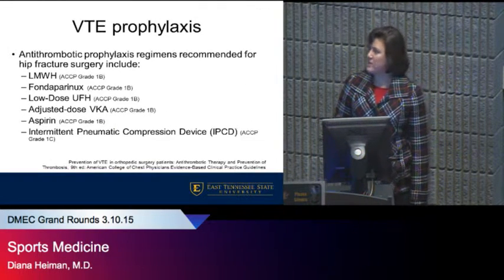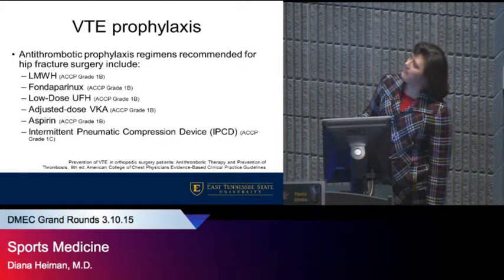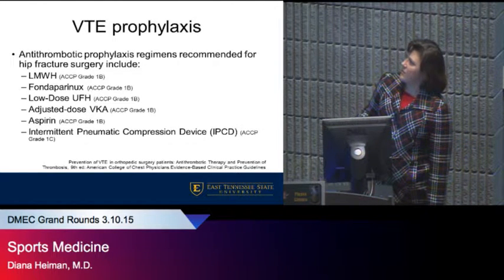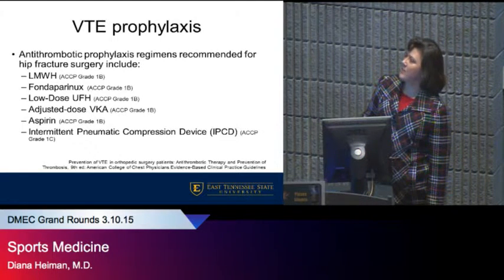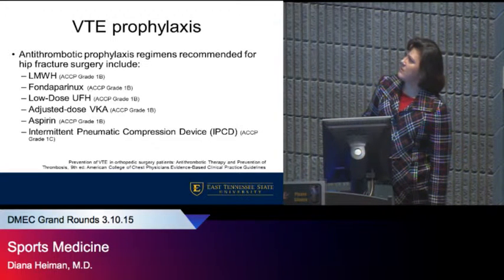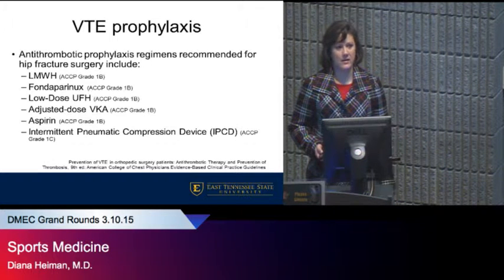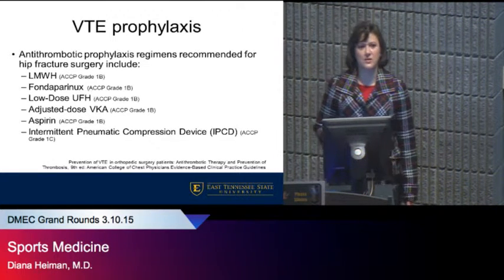So recommendations from the CHEST guidelines, and these are from 2012. Should use preferentially low molecular weight heparin, fondaparinux, or low-dose unfractionated heparin. This is kind of in the order of preference. And low-dose unfractionated heparin, obviously, you're going to have to use if you have somebody with significant renal failure. You can also use adjusted-dose warfarin, aspirin, or pneumatic compression devices if somebody can't be on any of the other medications due to bleeding risk.